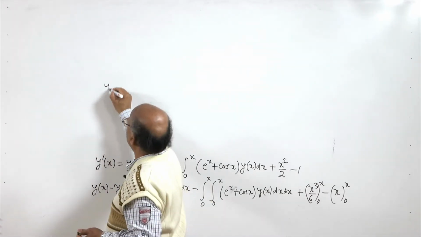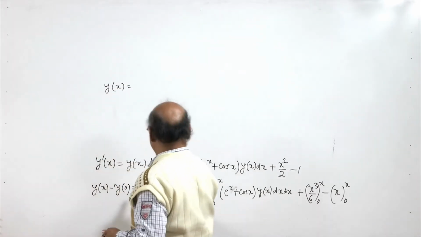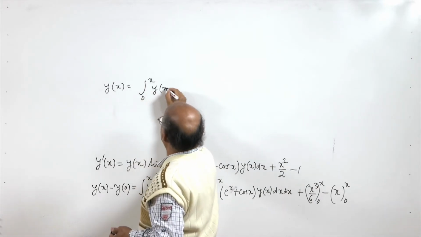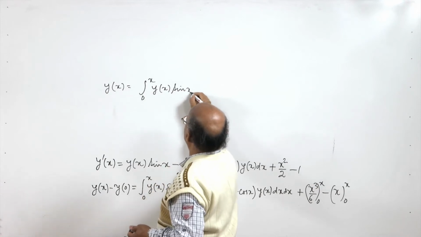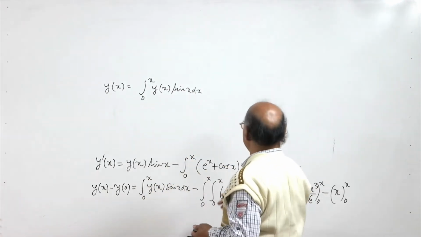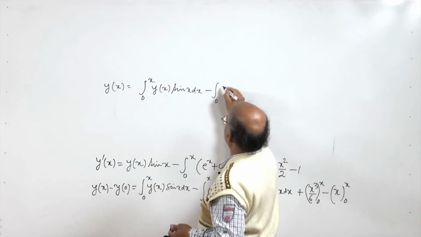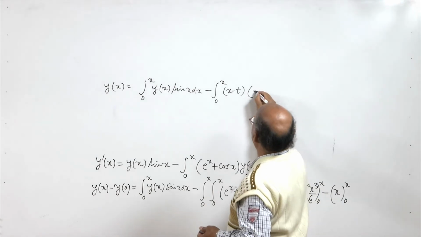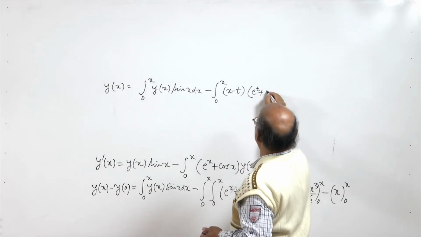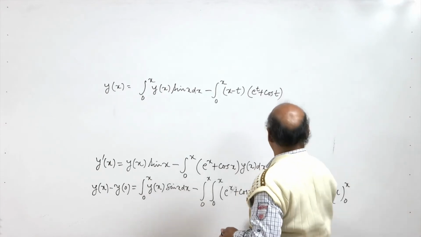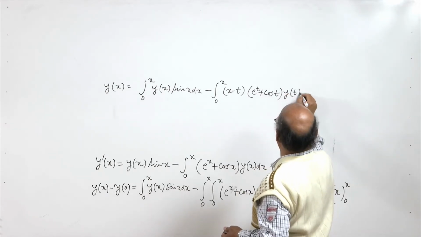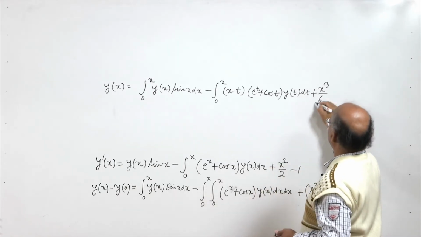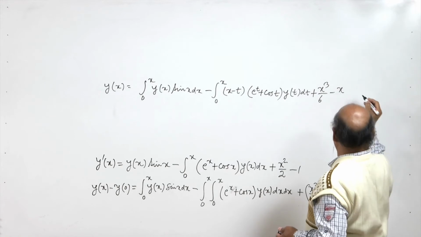By x equal to integral 0 to x, y(x) sin x. This double integral can be converted into a single integral. So minus integral 0 to x, (x minus t) into (e to the power t plus cos t) into y(t) dt, plus x cube by 6 minus x.